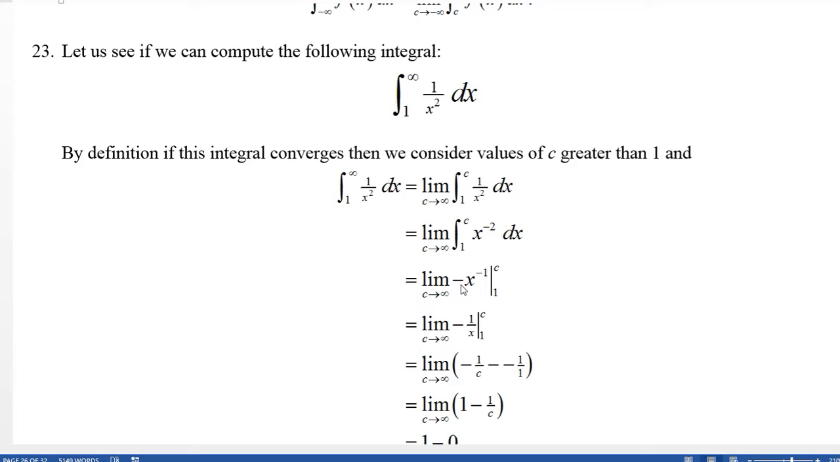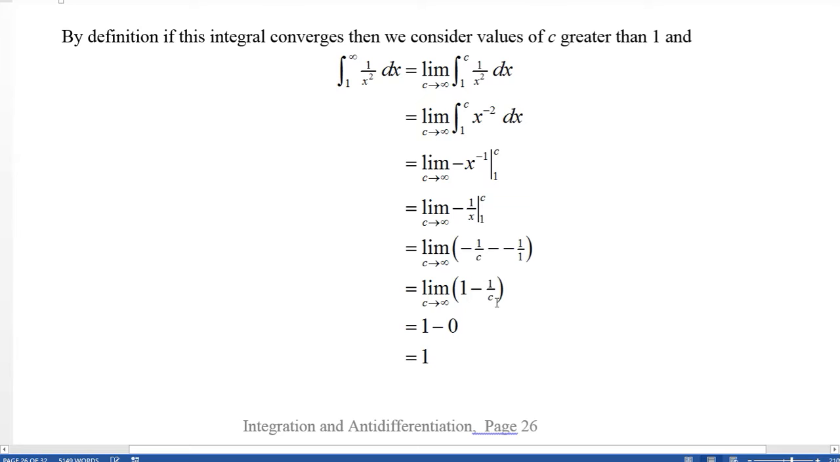I'm going to rewrite that as x to the negative 1 is 1 over x. Evaluating at c, it's negative 1 over c, minus, and then evaluating at 1, minus a negative 1 over 1. Well, 1 over 1 is 1. Those two negatives make a positive 1. So we got positive 1, minus 1 over c. If we take the limit as c goes to infinity, the 1 over c goes to 0, and the whole thing goes to 1.